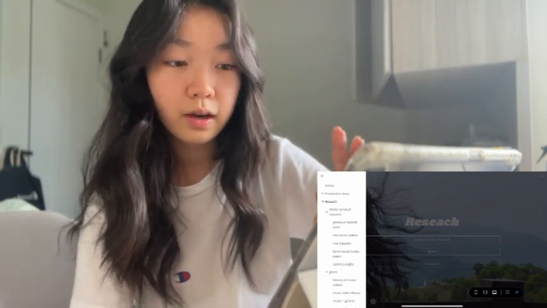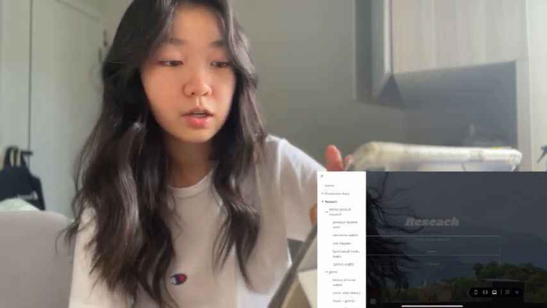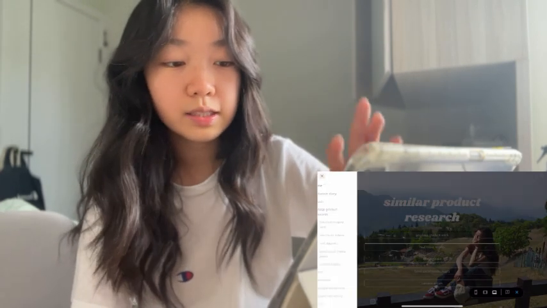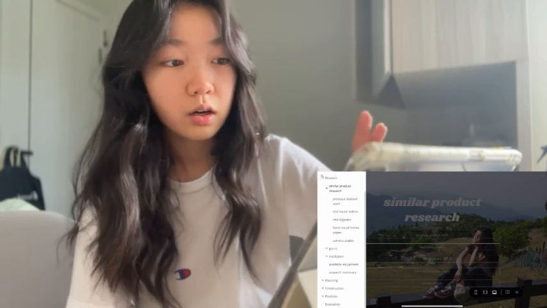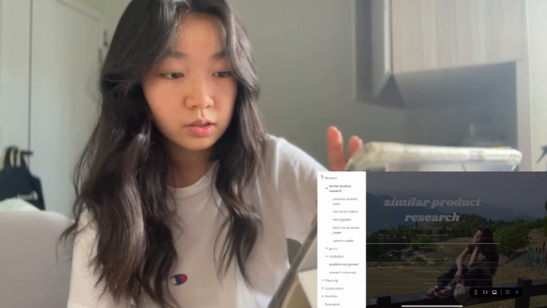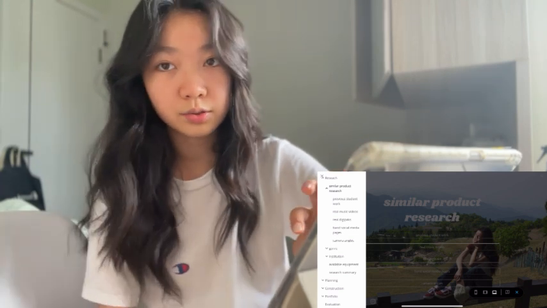So if we click the arrow below research, you'll see that there are three different tasks, which are similar product research, genre, and institution.